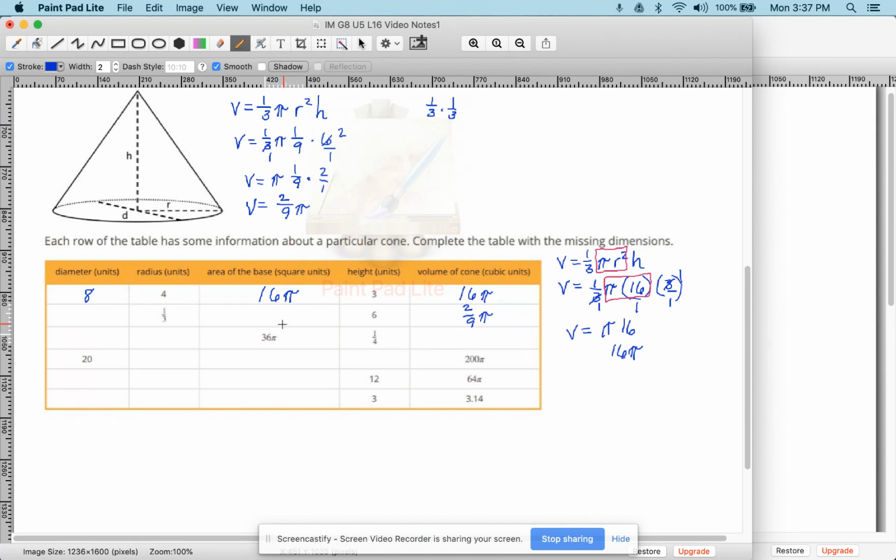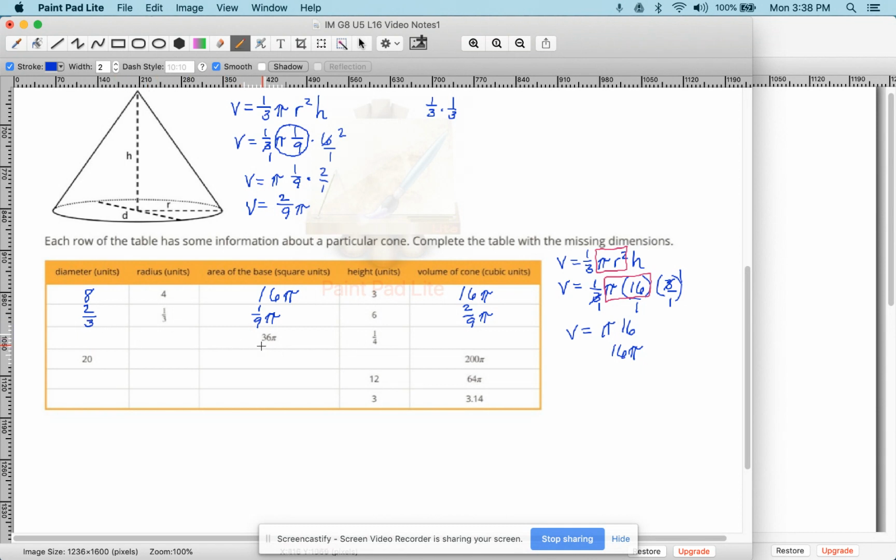And then they asked, what is the area of the base? Well, again, the area of the base is this pi r squared, and that is right here, pi r squared. So it's 1/9 pi. And then what is the diameter? If the radius is 1/3, I need 2 times that, which is 1/3 plus 1/3, or 2/3.